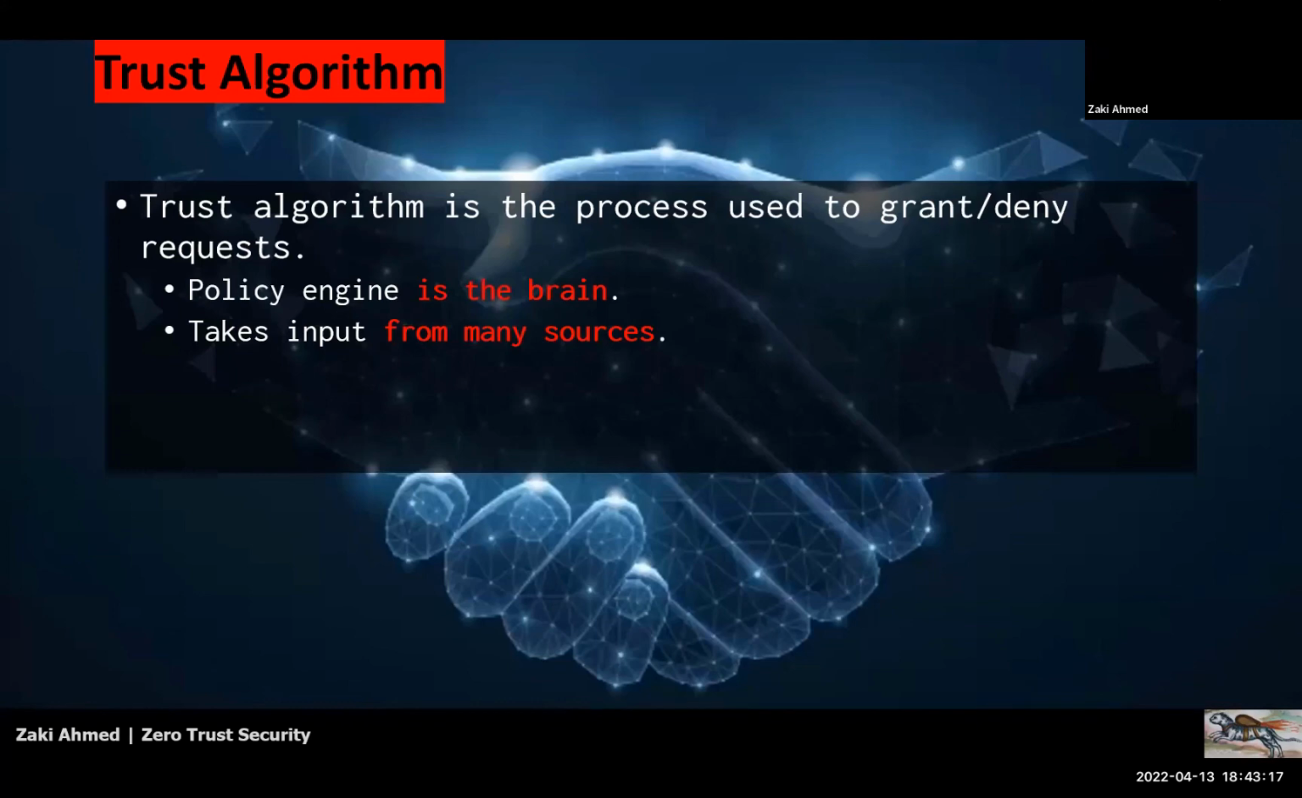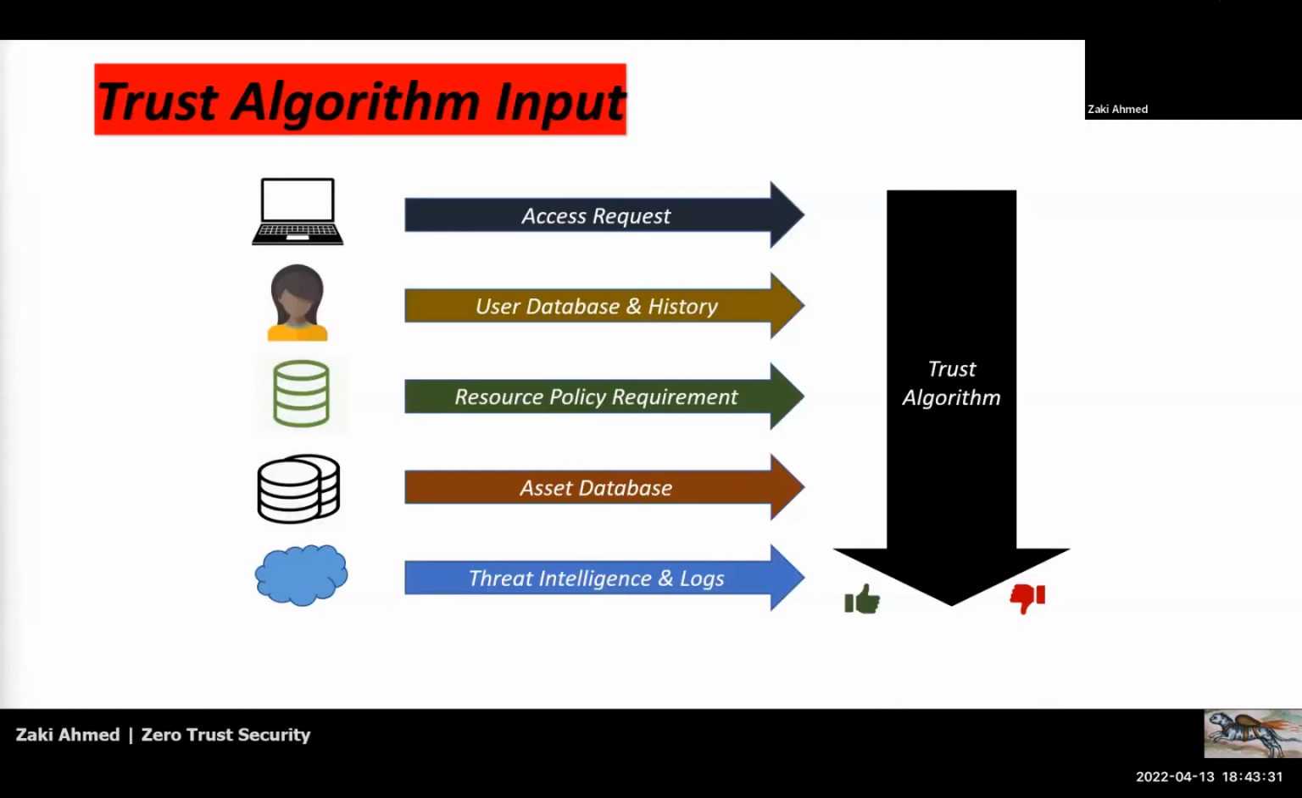Trust algorithm. So this algorithm is a process used by the policy engine to grant or deny access to a resource. The policy engine takes input from multiple sources. The process can be grouped into broad categories and visualized like this. In this, input access request is the actual request from the user, and user database and history is who is requesting access to a resource, and resource policy and requirements are a set of policies that complement user ID and attributes database, and also define the minimum requirements for accessing the resource.